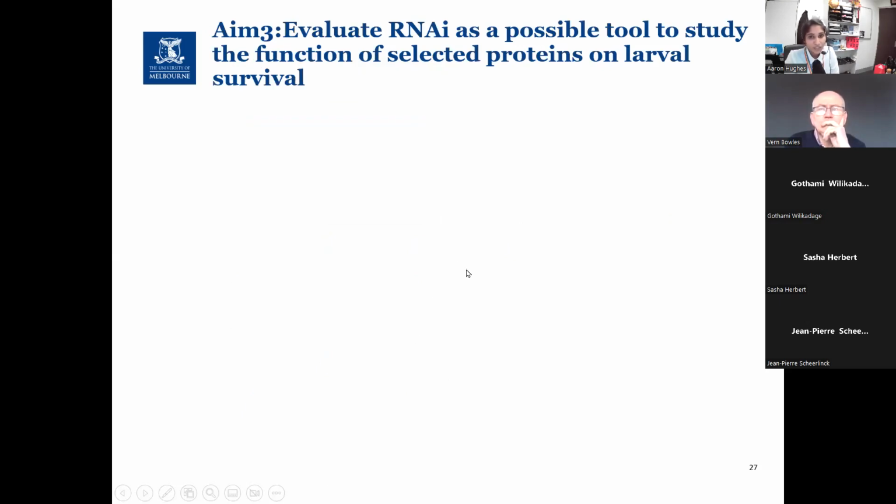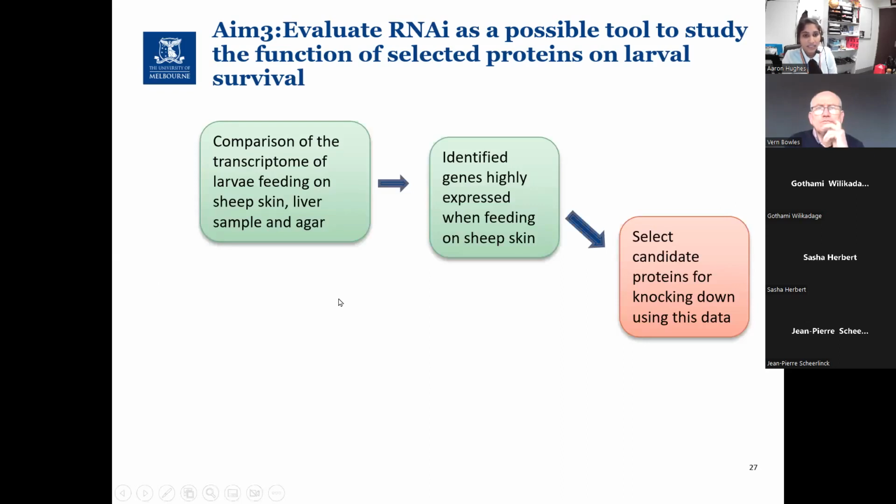And the third aim would be to use RNAi to identify the potential function of certain selected proteins on larval survival. Here we use data from a previous transcriptomic study, which was done by Dr. Perry and Prof. Bowles. What they did was allow larvae to develop in sheep skin and also in liver samples and on agar plates, and then they compared the transcriptome of these larvae.